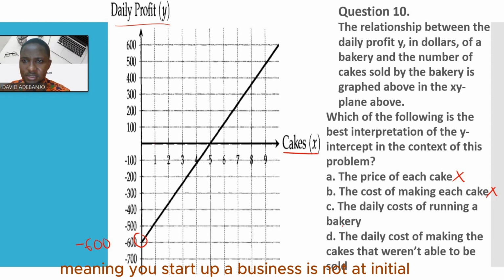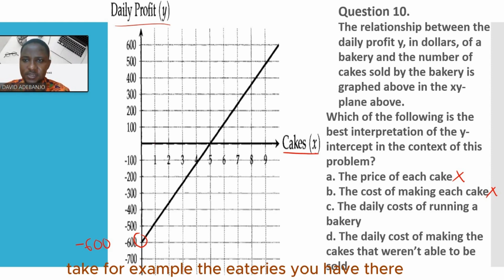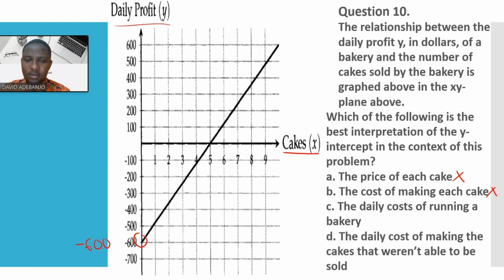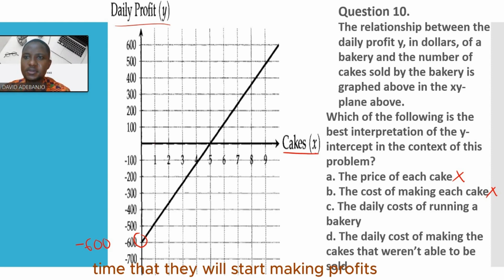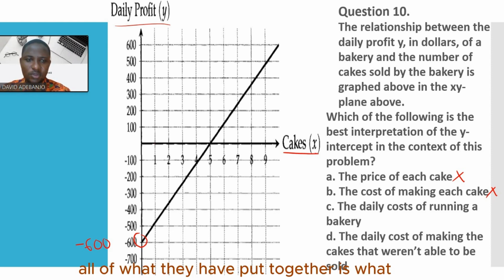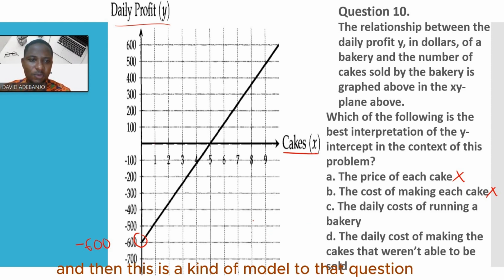Meaning when you start off a business, it is not at the initial stage that you will start making profit. Take for example all the eateries you have there. They spend so much to put all their pastries and what have you together, but it's not at the initial time that they will start making profit. All of what they have put together is what we call production cost. So they need to sell a certain number before they can recover all their expenses. And this is a kind of model for that question.